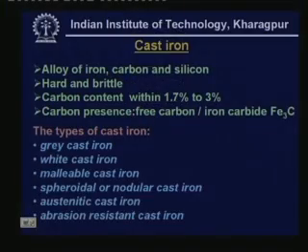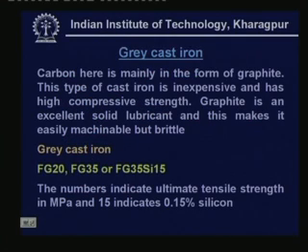What is the grey cast iron? In grey cast iron, the carbon is mainly in the form of graphite. Okay, you know the allotropic form of carbon, that is graphite. This type of cast iron is inexpensive and has high compressive strength. Okay, so that means sometimes the machine beds, etc.